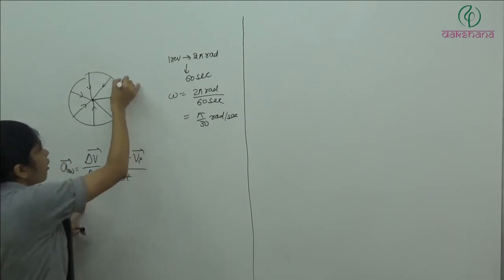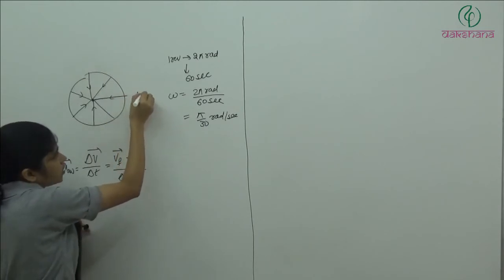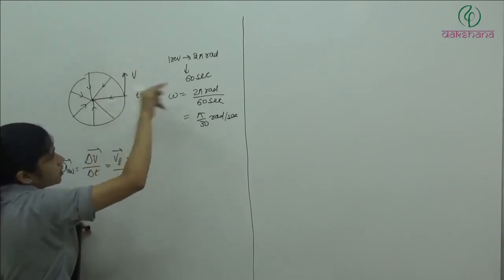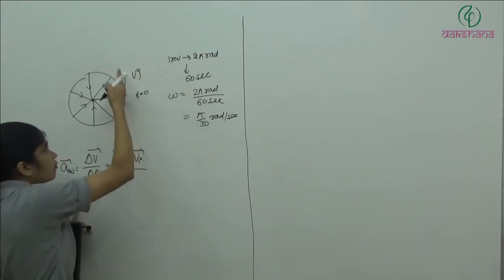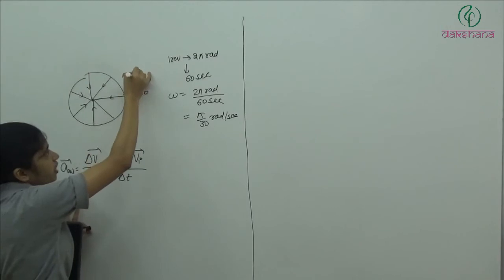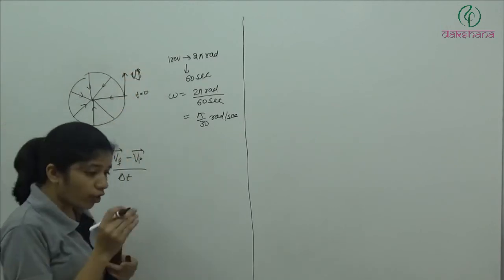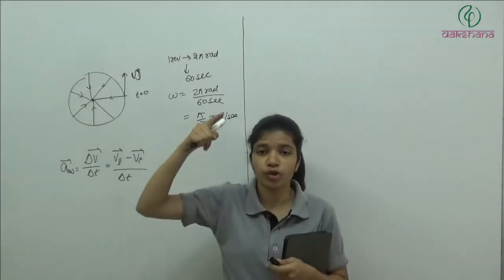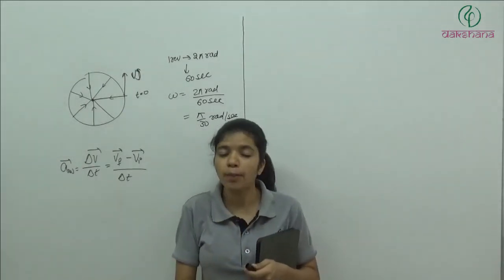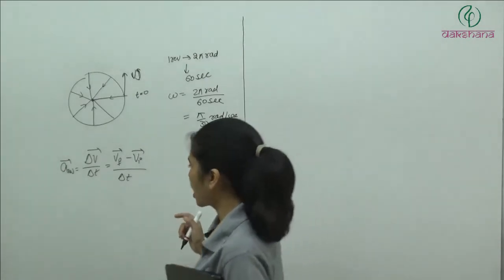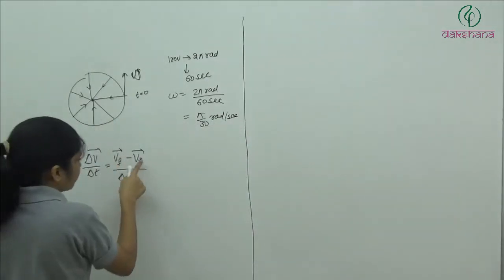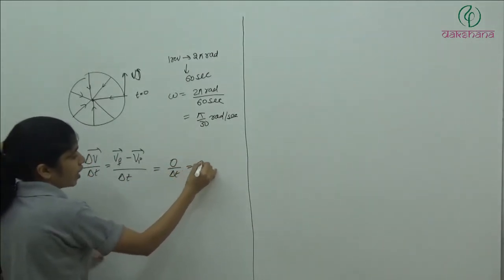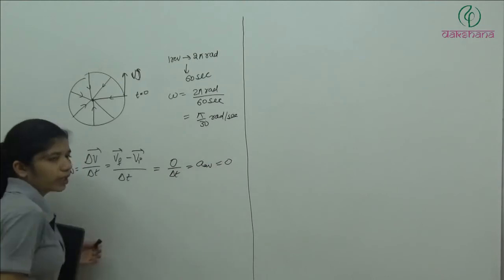If you see, after one revolution, initially let's say at T equal to 0, the particle was here, having a velocity V, and let's say this is j cap and this is i cap, so it will be Vj cap. After one revolution, again its velocity will become Vj cap. So in the duration of one revolution, initial velocity was Vj cap, final velocity is also Vj cap. So V final is Vj cap minus V initial is Vj cap. The delta V is equal to 0. So the average acceleration in one revolution is going to be 0.